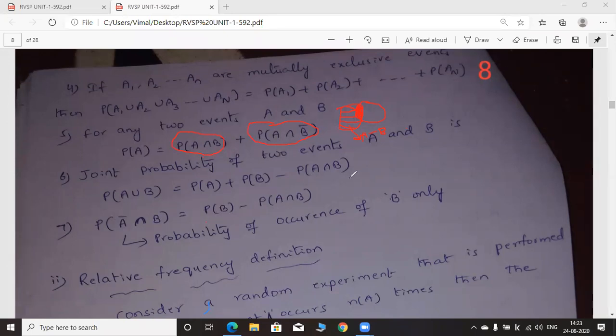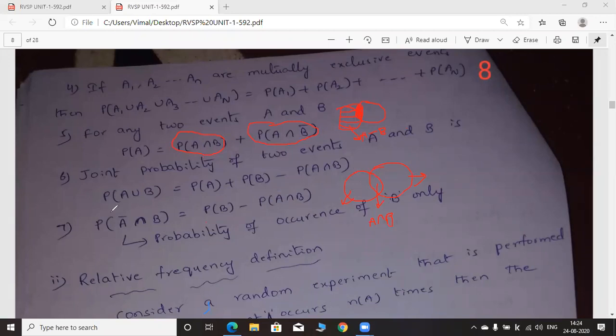To explain this, I am going to draw the diagram so that you can easily understand. I am drawing two circles here. First circle belongs to A, second circle belongs to B, and this is called the common portion, which can be written as A intersection B. So this common portion is called A intersection B.